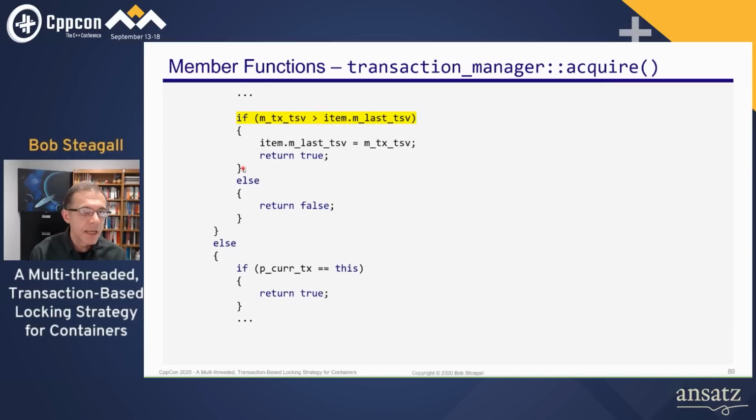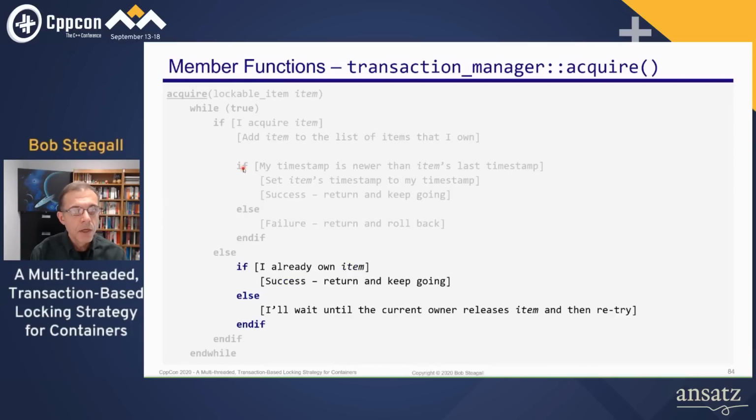So if my timestamp value is greater than the timestamp value in that element, I'm going to set the timestamp value to be me. If not, I'm going to return false. If I return true, that means I acquired the item. If I return false, that means I did not.